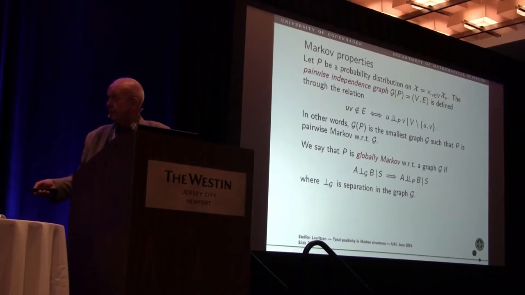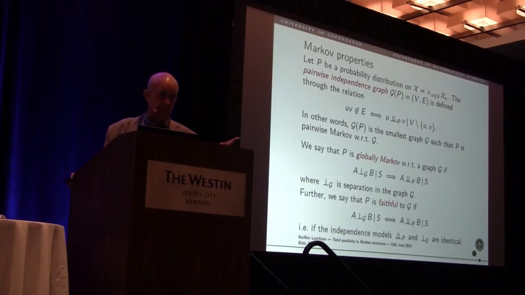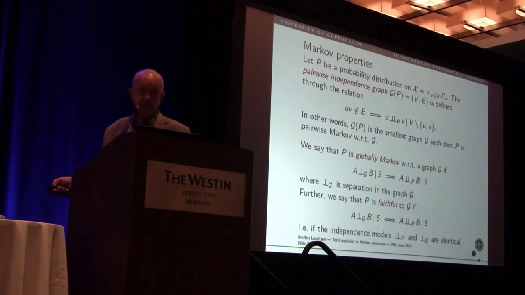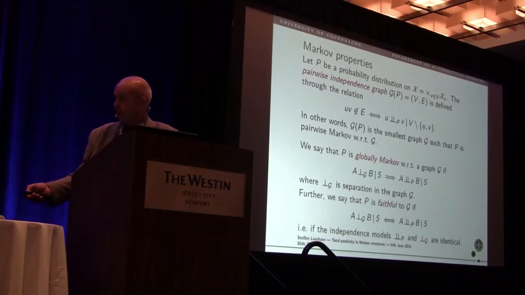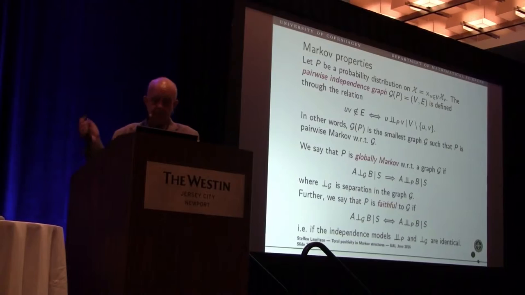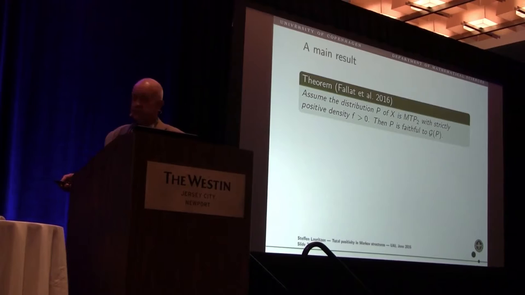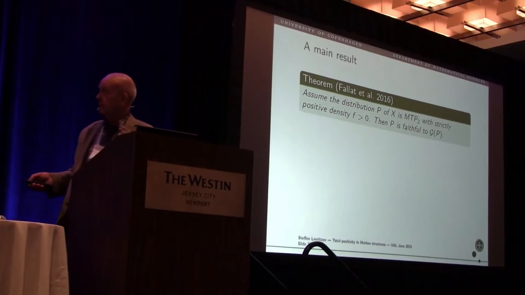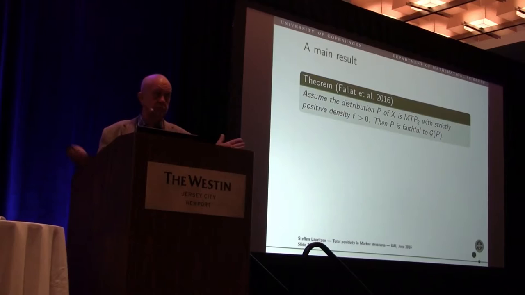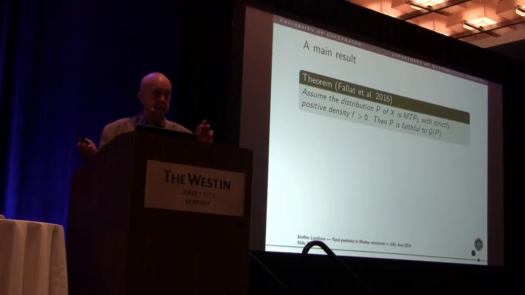And again, this is where I'm going to. If you think of what happens on the previous slide, where I showed that MTP2 distributions satisfy a lot of properties that are shared with graphs, we sometimes say that a distribution is faithful if it has the same conditional independence structure as the graph. So every time you have separation in the graph, you have conditional independence, and vice versa. Now, if the distribution has positive density, then it is faithful. So faithfulness is not an extra assumption, it follows from the MTP2. It's faithful to its pairwise independence graph.